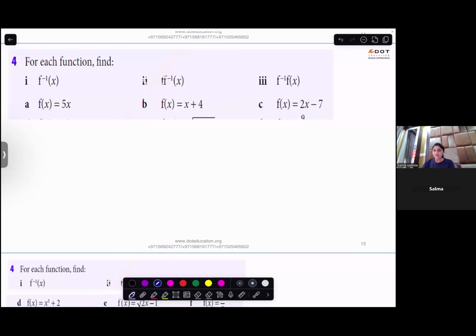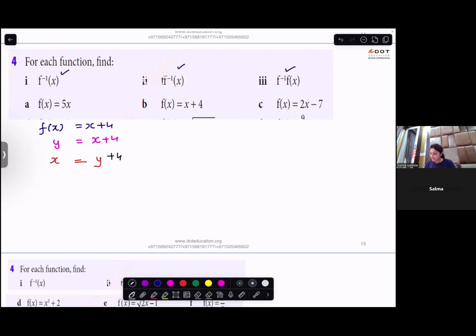Okay, let's do the 4b part. Okay, so you have to find three things: f inverse x, f of f inverse x, and f inverse of f of x. So let's see, f of x is equal to x plus 4. Try to recall, what will we do? We will put y in place of f of x. y is equal to x plus 4. Swap your x and y.